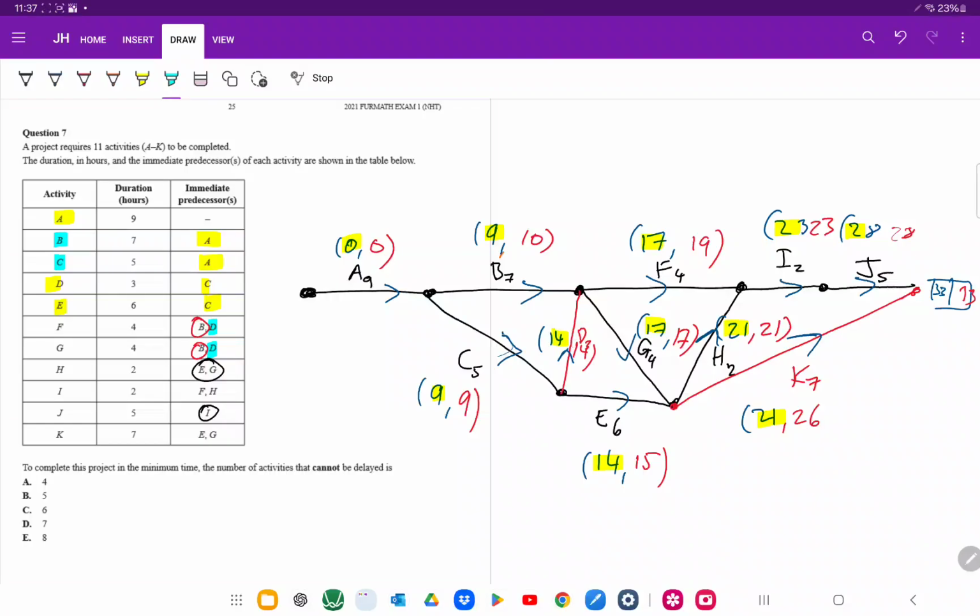So if we see our critical path, it lies here, here, here, here, here, here, here. So there are a total of 1, 2, 3, 4, 5, 6, 7 projects on the critical path.